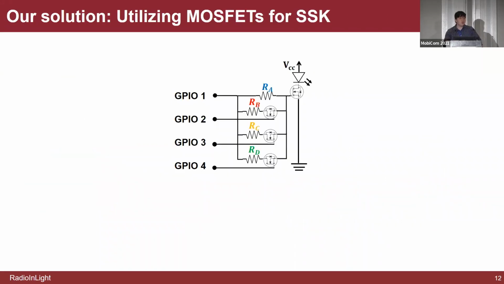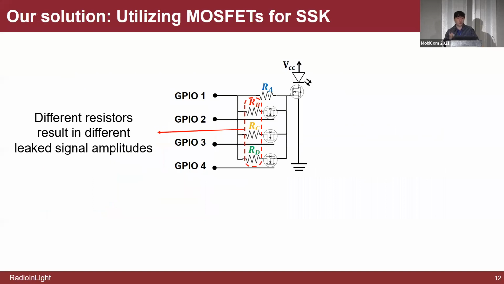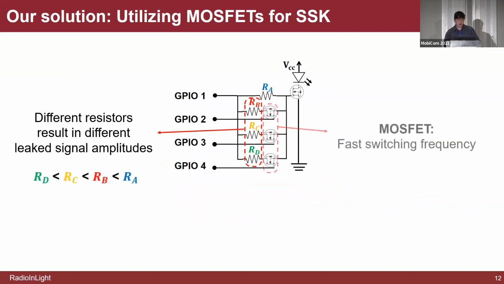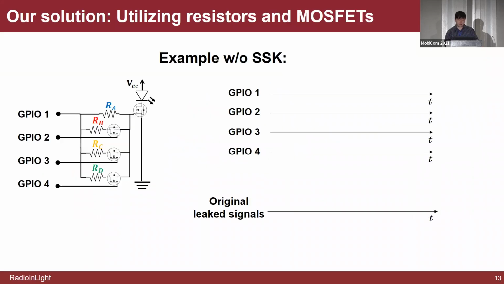So we propose to use MOSFETs for achieving high-speed SSK modulation. The proposed circuit consists of resistors of different values, resulting in different amplitudes of leaked signals, and MOSFETs that control which resistors will be connected into the circuit. Since a MOSFET can easily achieve a 60 megahertz switching frequency, it is fast enough for our design.